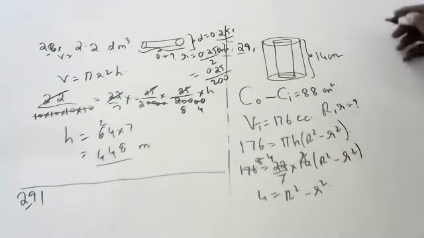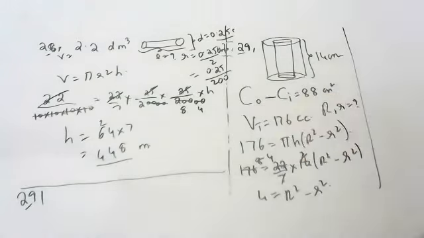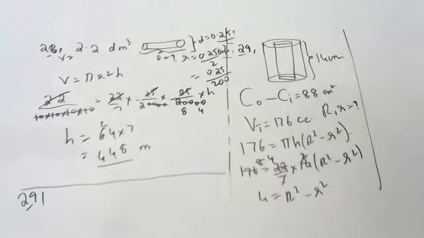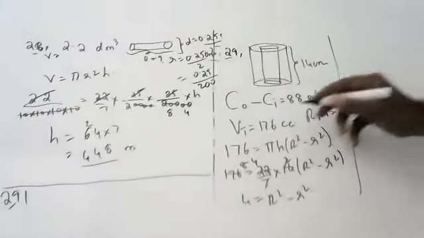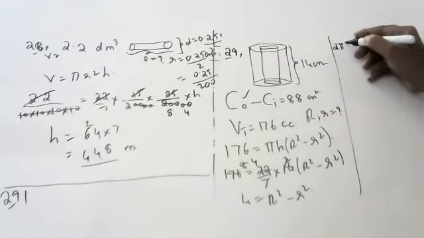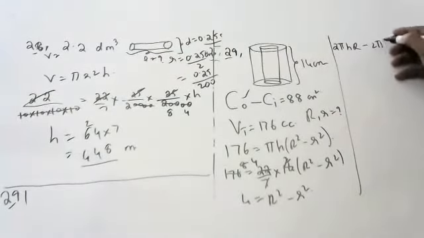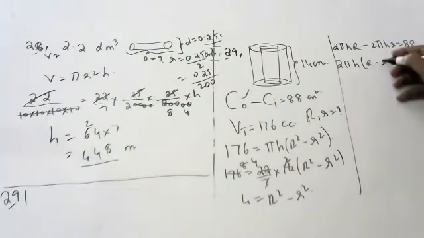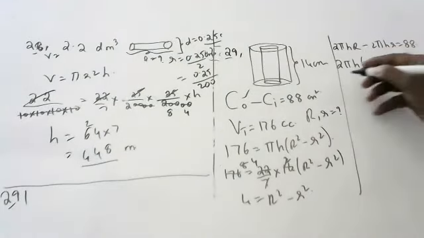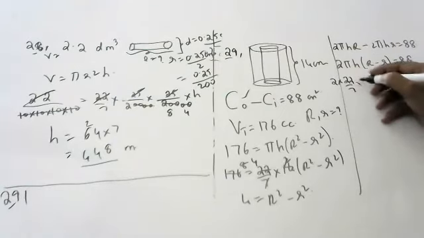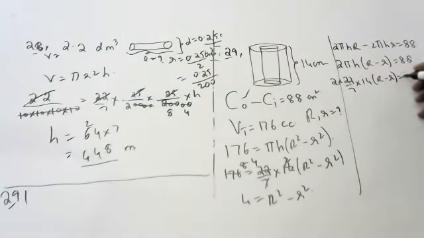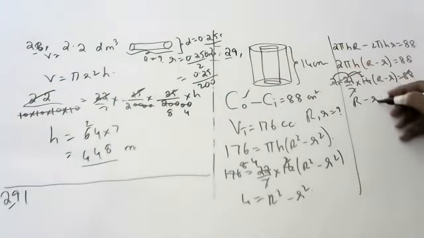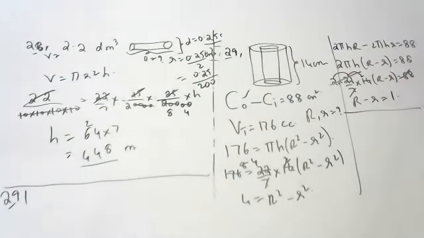Okay. Now what will we do? The CSA difference is given. What is the difference in the CSAs? 88 centimeter square. That also can be simplified. Outer CSA is 2 pi h big R minus 2 pi h small r is equal to 88. So 2 into 22 by 7 into 14 into big R minus small r is equal to 88. 88 gone. Big R minus small r is 1.